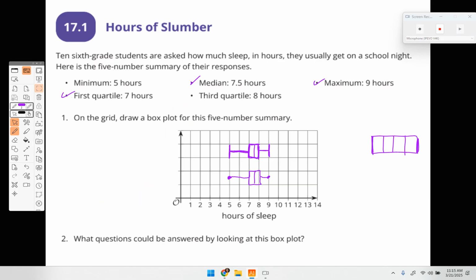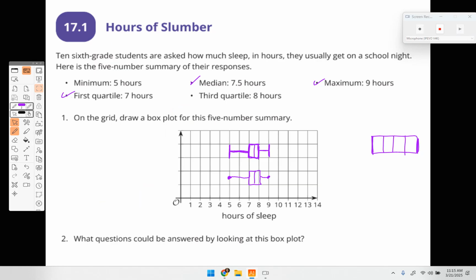Okay, number 2 says, what questions can be answered by looking at this? So now let's ask some questions and then find the answers. Kayla. You could probably find out how many hours, because nobody goes over 9 hours, nobody goes under 5. So a good question could be, what is a typical amount of sleep these 6th graders get? What would you say is a good representation of a typical 6th grader's night? What value would you use? Lauren? 7.5. What made you choose 7.5? Because it's the median. Do we agree?